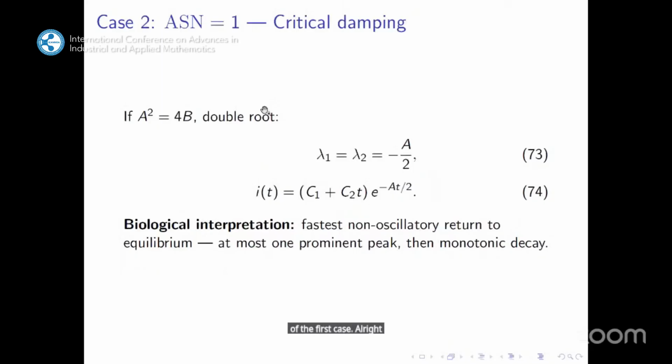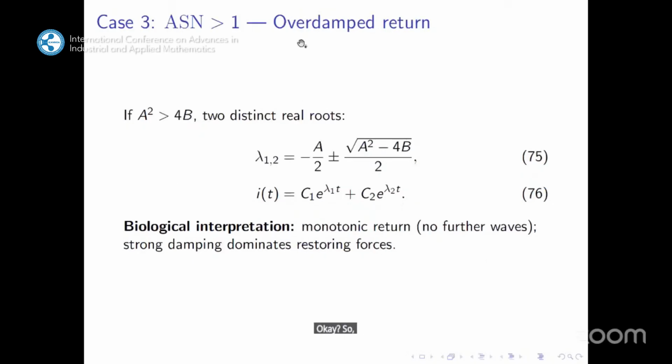All right. The second case, if the Atangana strength number is equal to 1, we have a critical damping, which means we have double roots in this case. And this just means that we have the fastest non-oscillatory return to equilibrium. At most one prominent peak, then monotonic decay. Okay. So the third case is if it's greater than 1, we have two distinct real roots. So this means we'll have a monotonic return. So there won't be any other waves. So we have a strong damping dominance over restoring forces.